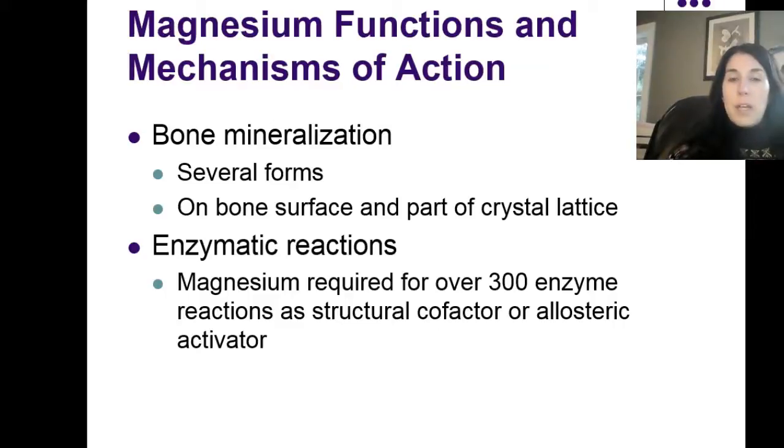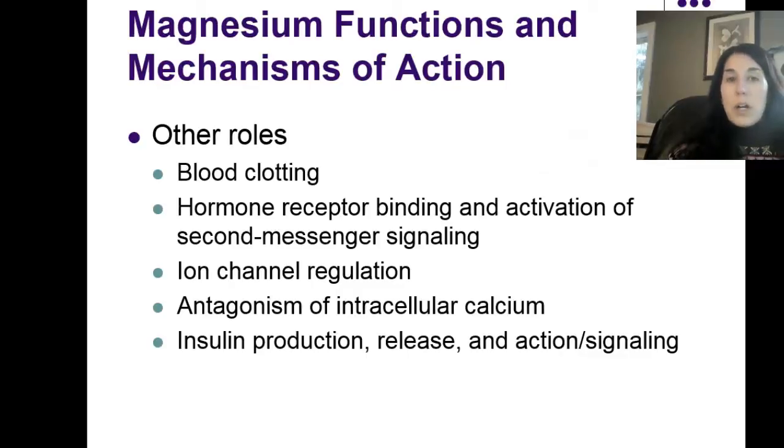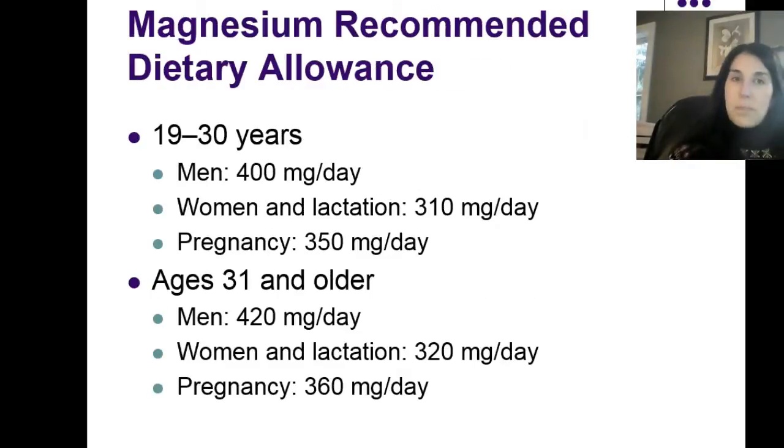It's also important for enzymatic reactions and participates in over 300 enzyme reactions, and it's a cofactor, or what we call an allosteric activator. Other roles: blood clotting, hormone receptor binding. There's a number of different roles that magnesium plays. In fact, I thought this was interesting: insulin production, release, and action. So if you have low magnesium levels, your insulin levels may not be where they should be. Recommended dietary allowance I've listed for you. It does vary with gender, age, and whether or not an individual is pregnant.